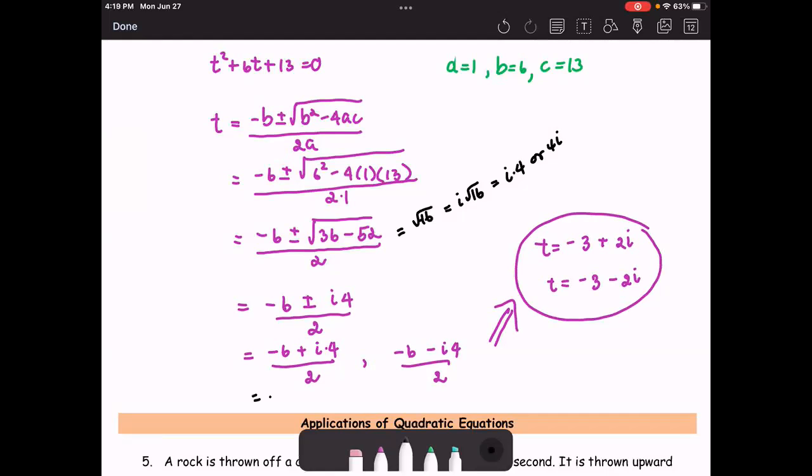You see this is the same as negative 6 over 2 plus i times 4 over 2. This is negative 6 over 2 minus i times 4 over 2. And then simplify further to get this form of the solutions.